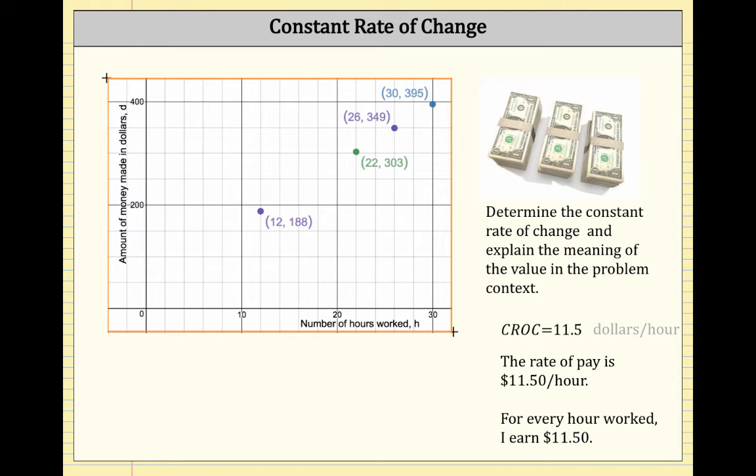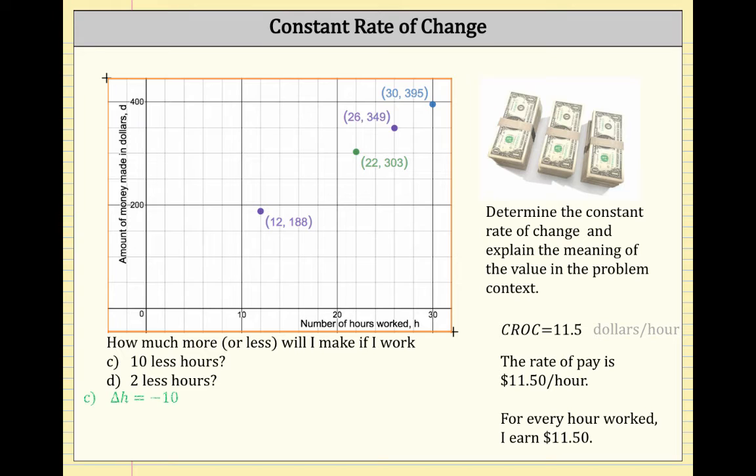Let's look at some other questions as well. Suppose the question is, how much more or less will I make if I work 10 less hours and 2 less hours? Now this is a process where we're going to use the same approach, using that constant multiple perspective, proportionality. So again, delta H in this case is negative 10. We'll use the same formula, which is delta D is equal to the constant rate of change times delta H. Delta D is equal to 11.5 times negative 10. And lastly, delta D is equal to negative 115 when we calculate that multiplication. So this would say that if I work 10 less hours, I would make $115 less.